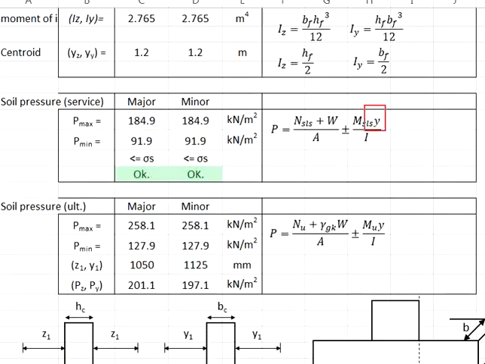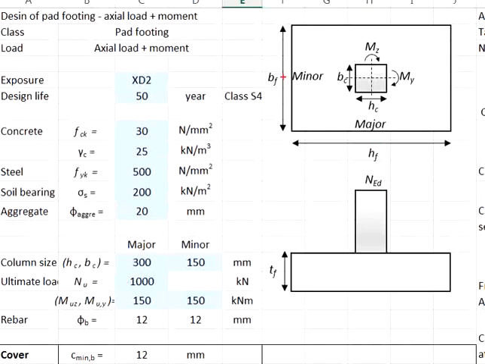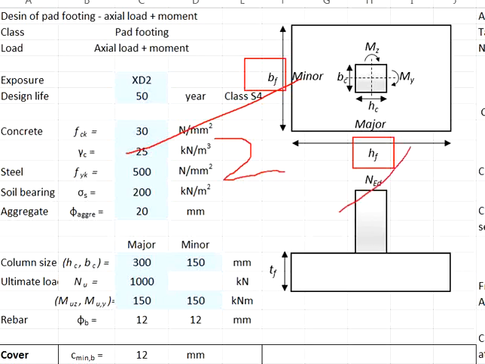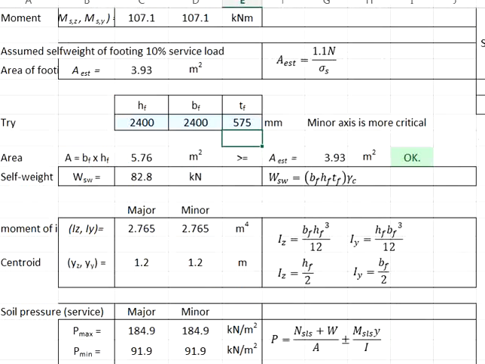Now we need to get the y. y represents the central axis where the moment rotation happens. This is calculated by dividing the dimension of the column by 2. Since we are talking about a square pad footing, the width is 2.4 meter at both sides. Divided by 2, you get y equals 1.2 meter.